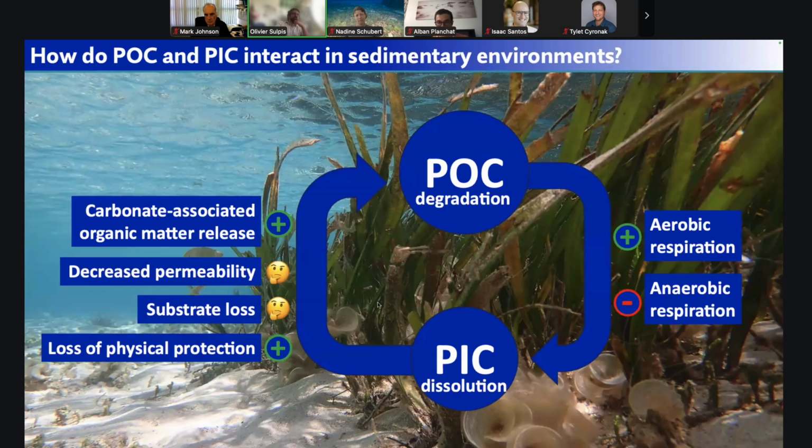And we also have a bunch of processes that link dissolution to organic matter degradation. So we don't have time to go into detail there, but it could be things like the fact that dissolving some calcium carbonate in sediments will decrease the permeability of sediments, can make them more muddy. You can lose some substrate that's important for some species. You can lose some physical protections that some organisms need, and you could also eventually release some substances such as dissolved organic matter. And so you have a series of positive and negative feedbacks that link the two.